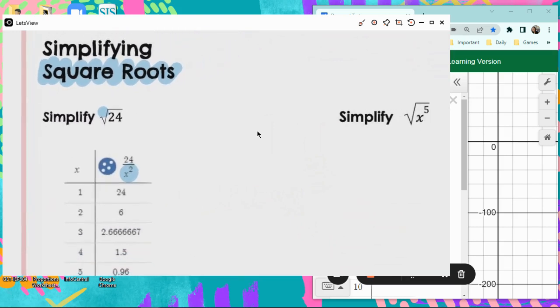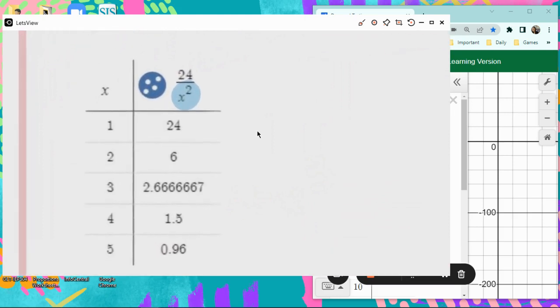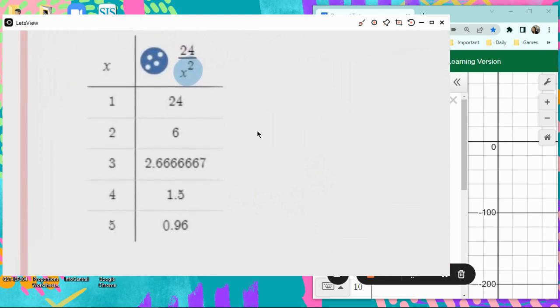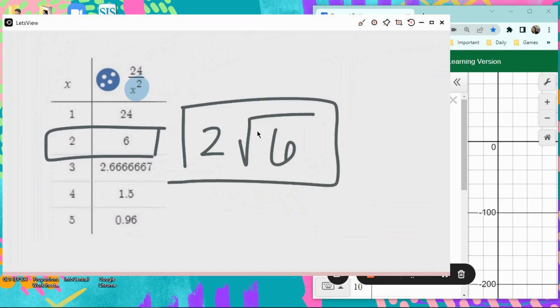Okay, so your table is going to be made the same way. So let's just look at our picture. The last row with no decimal is this 2 root 6. So on the outside we have 2, and inside square root of 6. And that's all there is to it for the numbers.